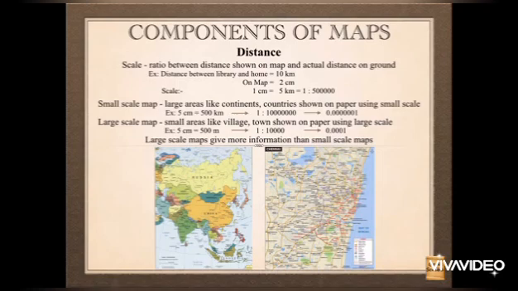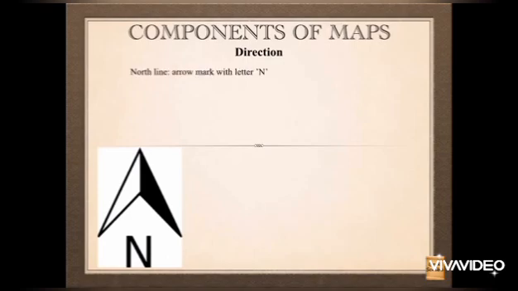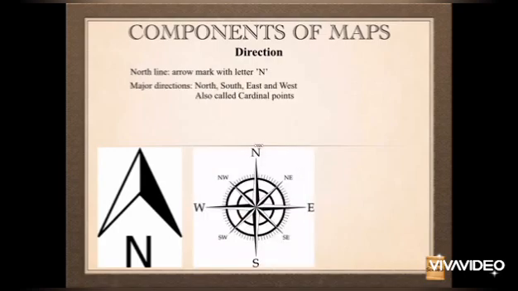We can also see many components of maps. Distance we have seen now, and we can go to the next component, direction. Usually on a map you would have noticed the letter N. N always represents north. There are also different directions: north, east, south and west. All these four are major directions and are also called cardinal points. There are also intermediate directions. In between north and east it is called northeast, between east and south southeast, between west and south southwest, and between north and west northwest.